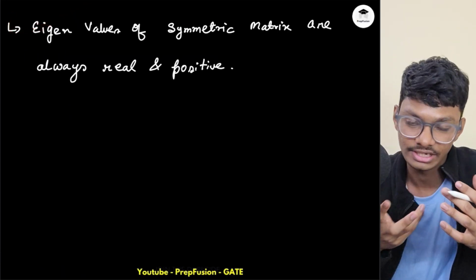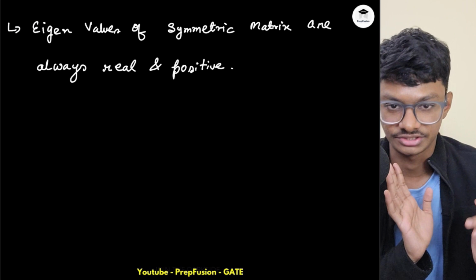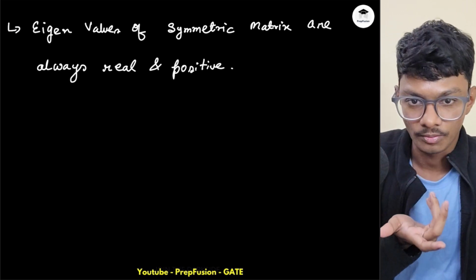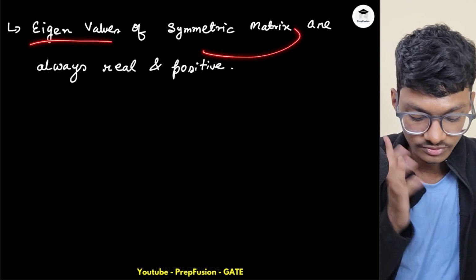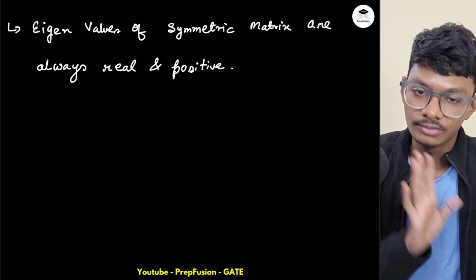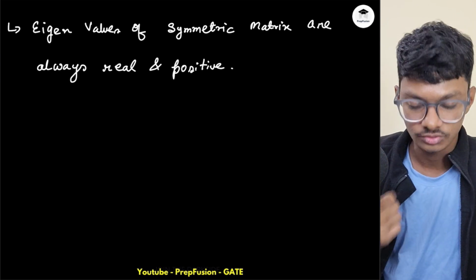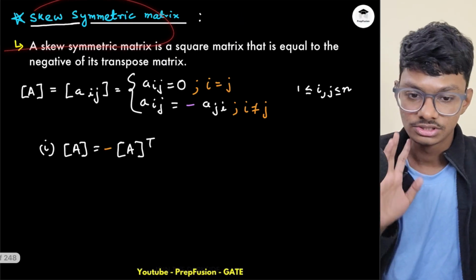Also, this is another point which I will talk about in the eigenvalue section. We haven't even learned eigenvalues, but I just want to give you the properties. I have to tell you that the eigenvalues of a symmetric matrix are always real and positive. If you don't know, don't worry, this will come in handy while you are revising the subject. Eigenvalues we will learn. Next is the skew symmetric matrix.